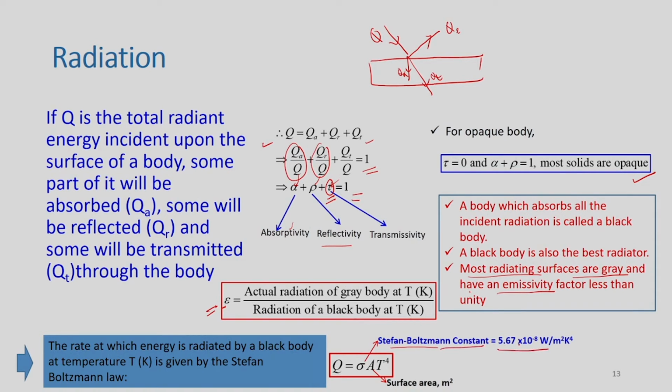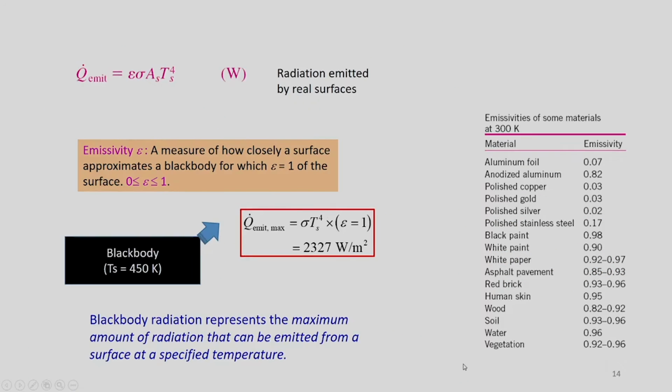Its value is 5.67 into 10 to the power of minus 8 watt per meter square Kelvin to the power 4, and A is the surface area. Okay? So, for grey bodies we can write Q is equal to eta, emissivity, multiplied by sigma A_s T_s to the power of 4. Okay? So, this emissivity is a measure of how closely a surface approximates the black body, for which emissivity is 1. Okay? So, for grey bodies emissivity will be in this range, 0 to 1, right.